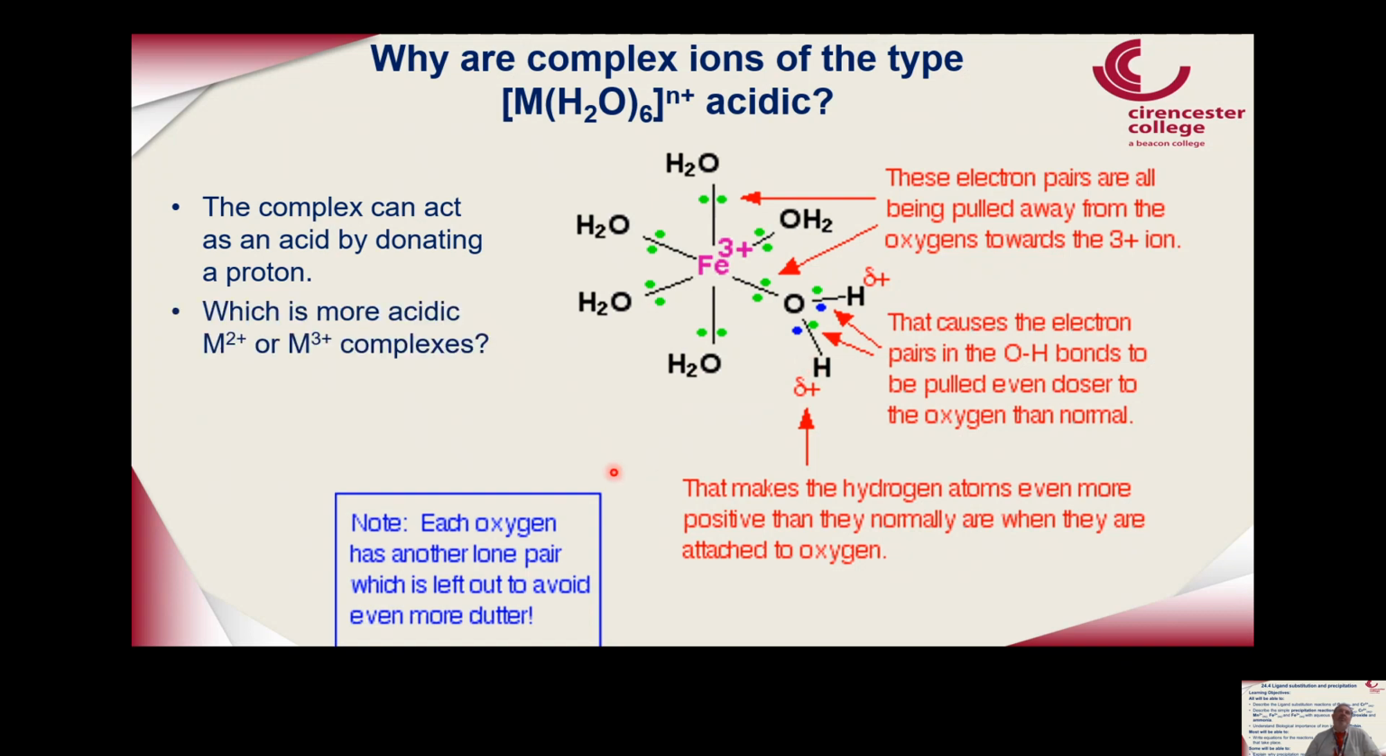So what's going to be more acidic, a metal 2+ or metal 3+? It's going to be the metal 3+ because that will pull the electrons even more than the metal 2+. So metal 2+ is going to be less acidic, and metal 3+ is going to be more acidic. These complexes end up being acidic because they're pulling the lone pair away from the oxygen, which in turn pulls the electrons in the bonding pairs away. And so these hydrogens are more positive and can break off more easily.